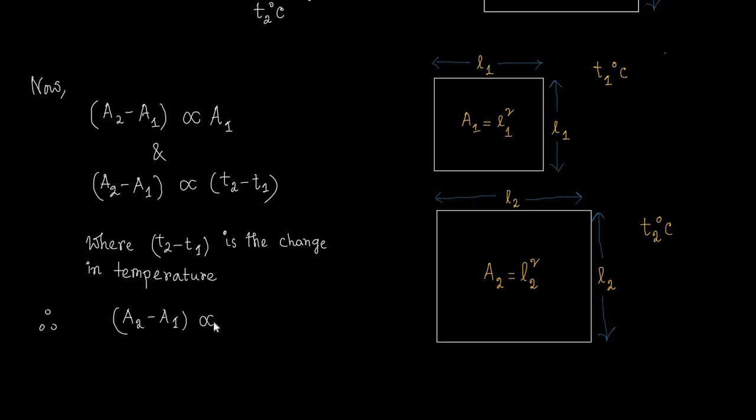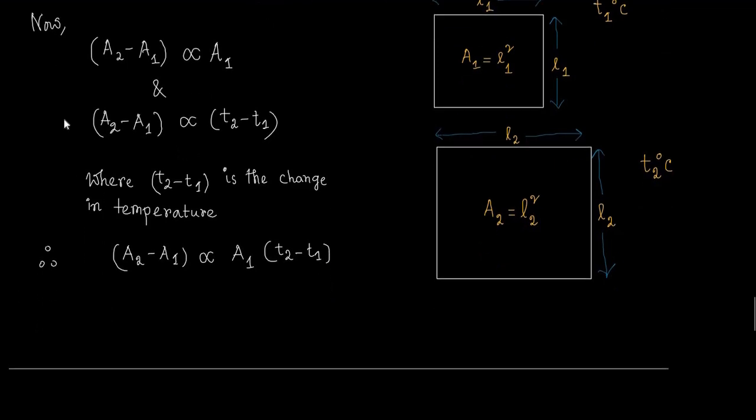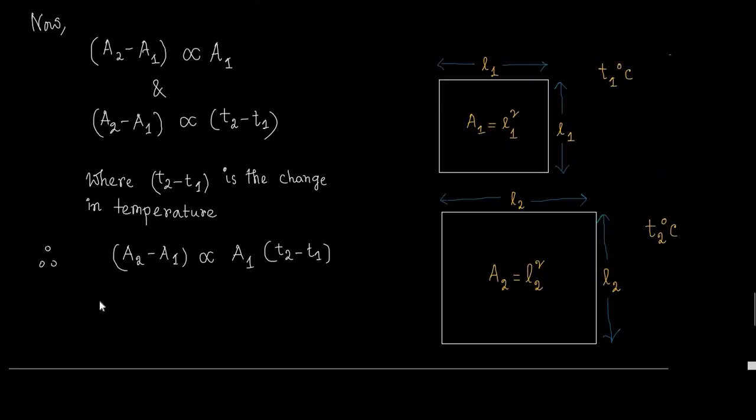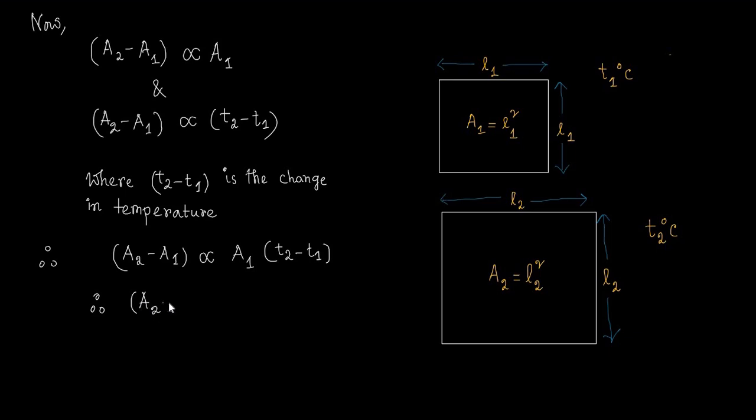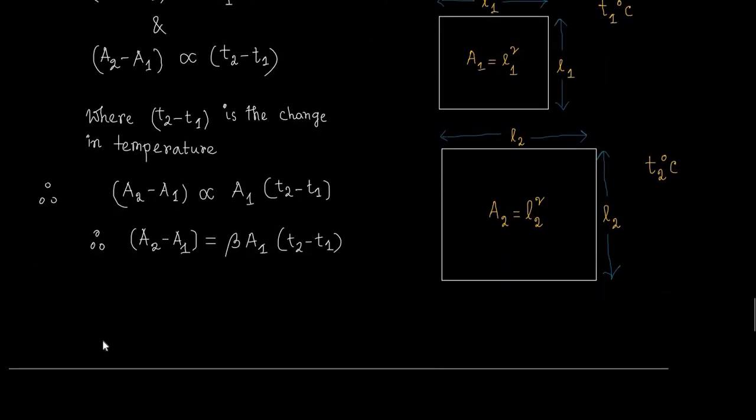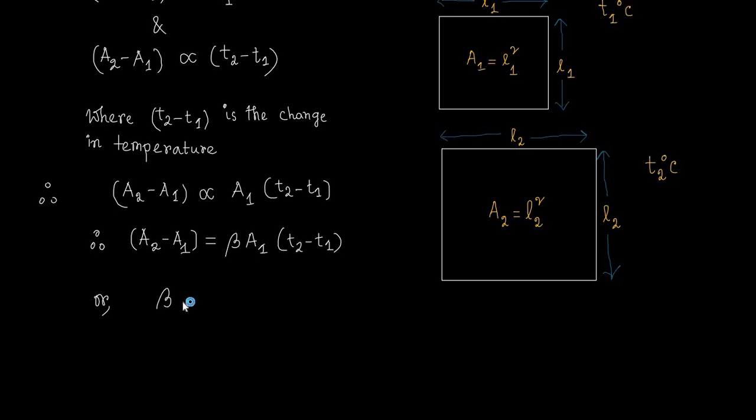Therefore, A2 minus A1 is directly proportional to A1 into T2 minus T1. Simultaneously, we can write A2 minus A1 is equal to beta A1 into T2 minus T1, where beta is the constant of proportionality, or beta is equal to A2 minus A1 divided by A1, the initial area, into T2 minus T1.